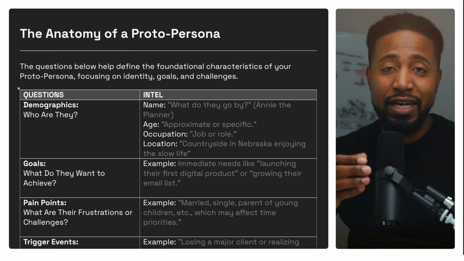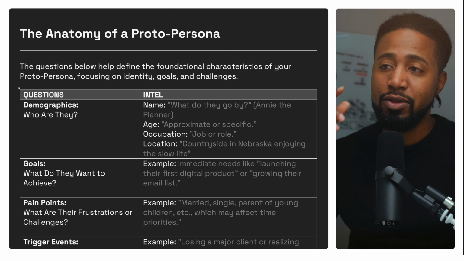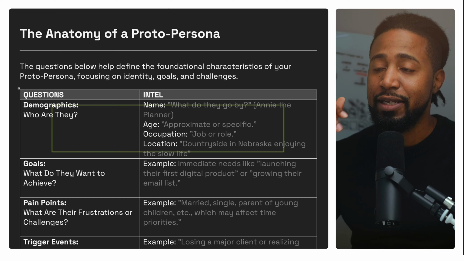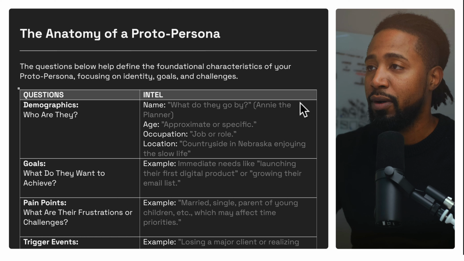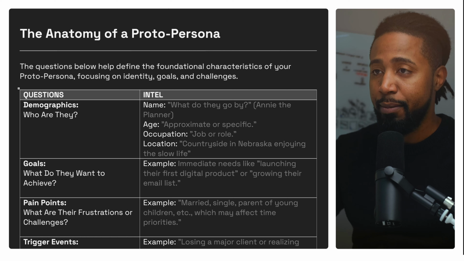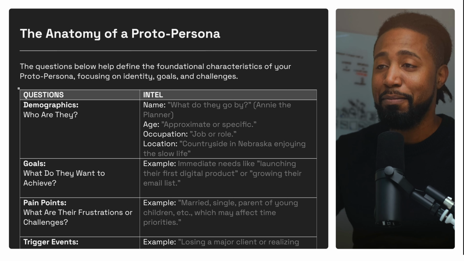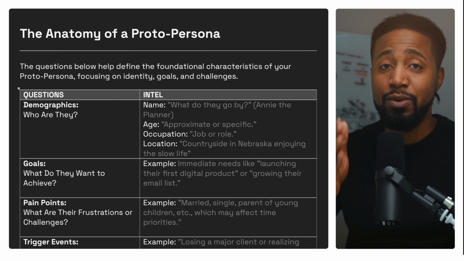You can follow along if you've downloaded it already. Mine's going to look a little different because I'm in dark mode, but we're going to kick things off with a term that's probably familiar to you called demographics. And the question we want to answer here is, who are they? We need to answer questions like name, age, occupation, and location. And so for the example, we have Annie the planner, but you can use something general like Bob, but you can always be a bit more specific like Bob the builder. So as an example for this video, I'm going to call the proto-persona Tasha the C-suite executive, but be sure to call your persona something that's relevant to your business.